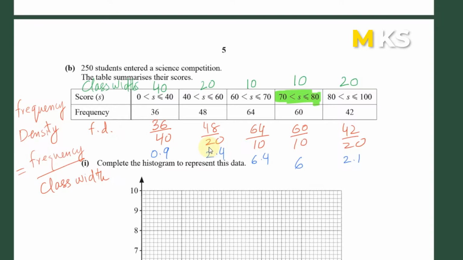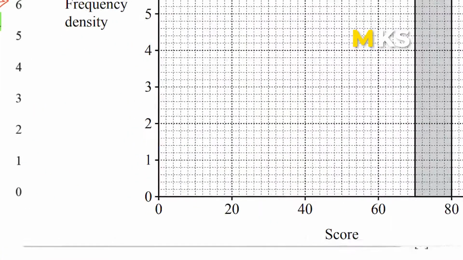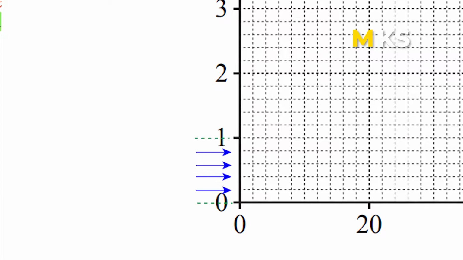Height for the first class will be 0.9. For the second it will be 2.4. For the third it will be 6.4. For the fourth it will be 6, which is already drawn on the histogram. We can verify with that one. And for the last one, the fifth class, the frequency density or the height of the rectangle representing this class will be 2.1. Along the y-axis, 1 centimeter is represented by 5 small divisions. Each small division is 0.2.